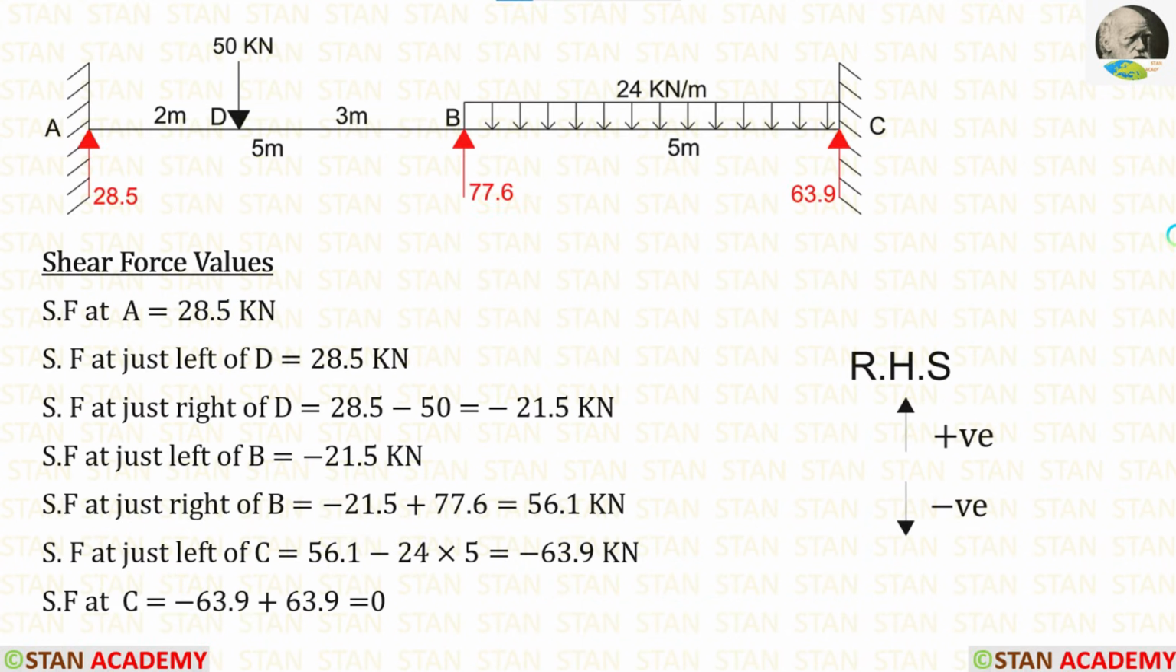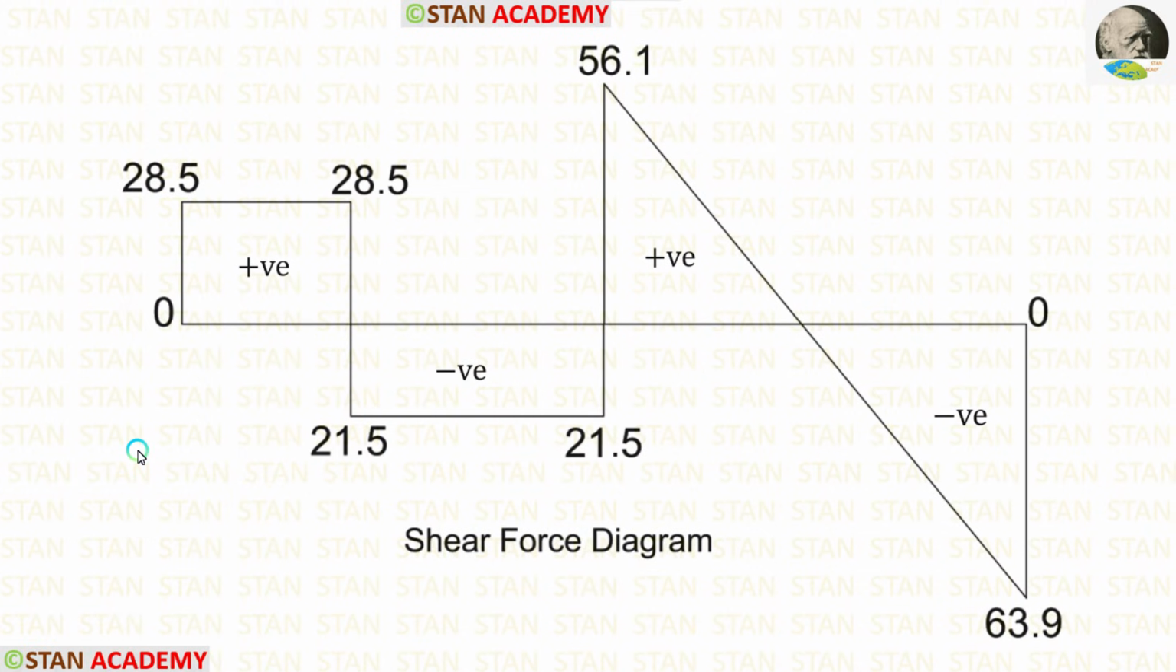Now we are going to draw the shear force diagram. Before drawing, let us find the shear force values. I am going to calculate the shear force values from the point A and towards the point C. In this case, I am moving towards right hand side. Upwards will be positive and downwards will be negative. You can see the calculations here. Using the values, we can draw the shear force diagram.